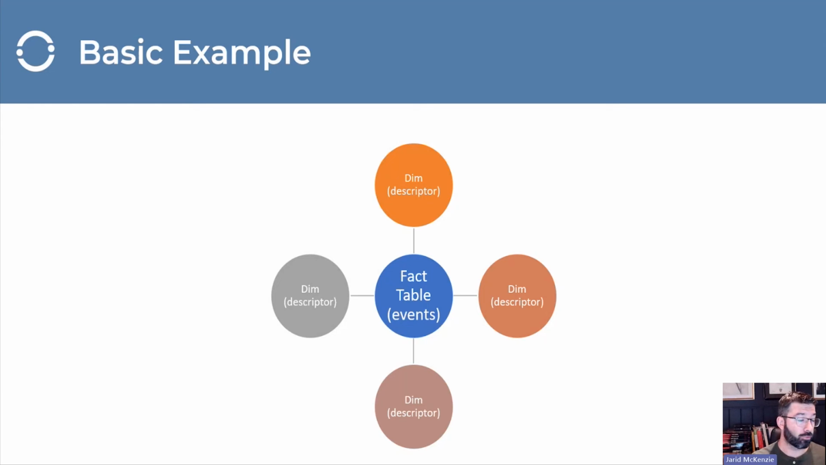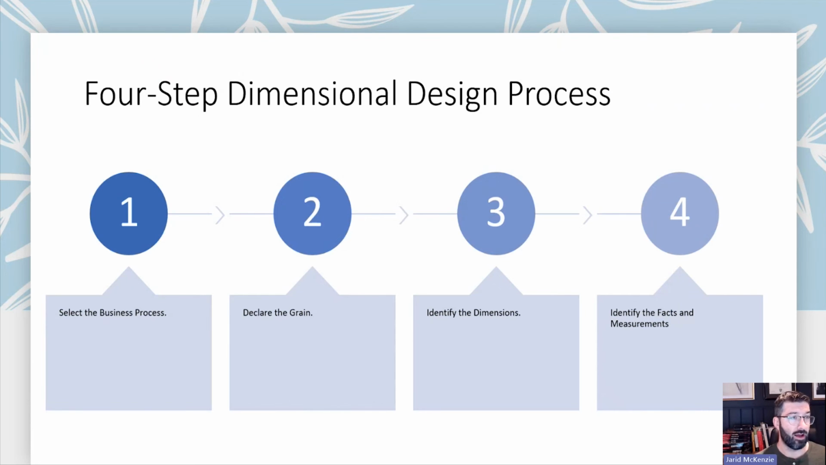There's a pretty well-known 4-step process for doing this. First, we want to select the grain, we want to select a specific business process. So just decide what I want to do analytics on. Second, I need to declare the grain. So what's the maximum level of detail that I can capture around that business process?